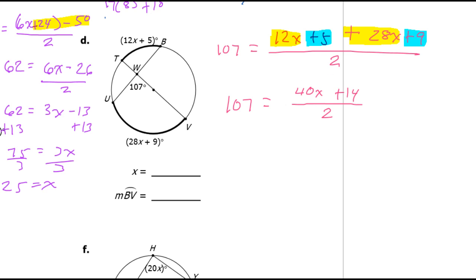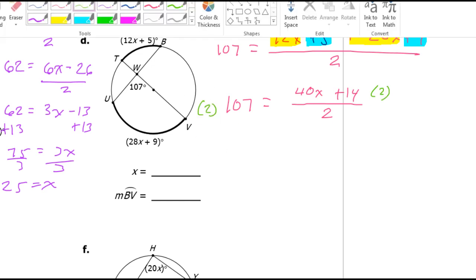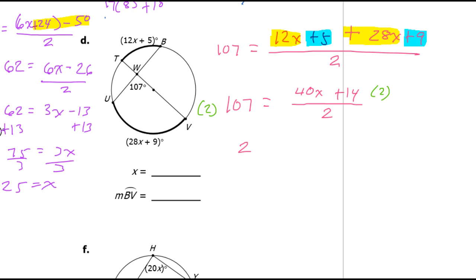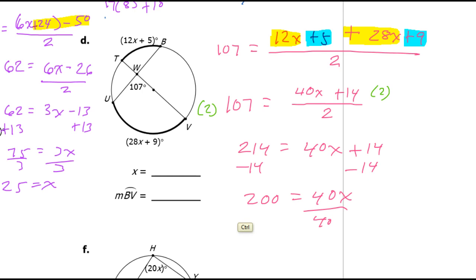All right, now what do you do? Now you multiply by 2. Okay, so we could multiply both sides by 2. You get 214. Okay, 40x plus 14, minus 14 minus 14. It's 200. And then divide by 40. Okay, so we get x is equal to 5.